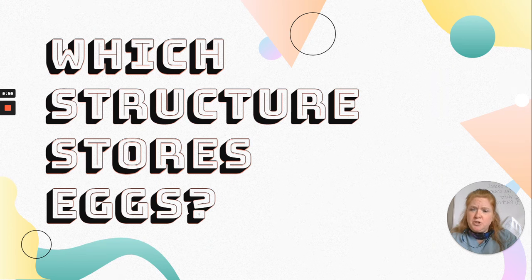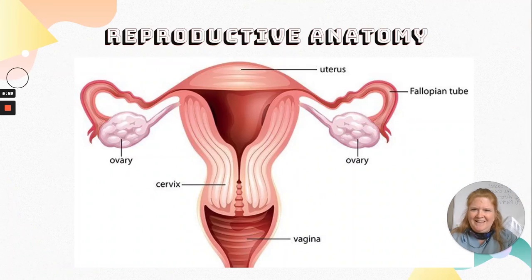So do you remember which structure stores eggs? Hopefully you do. It's the ovaries. All right, so here you can see the fallopian tubes. You can see their little projections at the end that are going to kind of sweep the egg when it is released from the ovary. You can see the uterus, you can see the cervix, remember the neck of the uterus, and you can see the vagina.